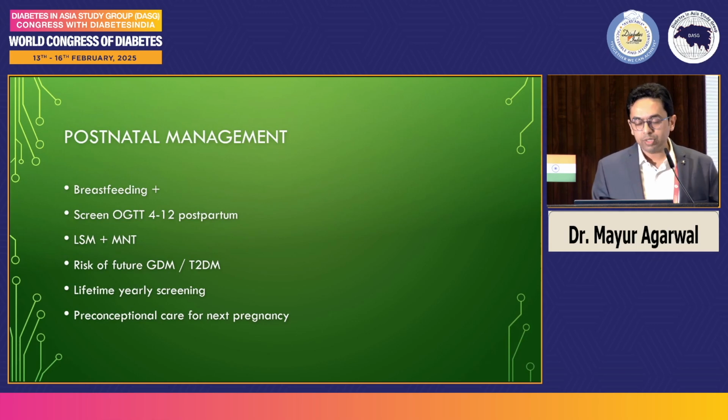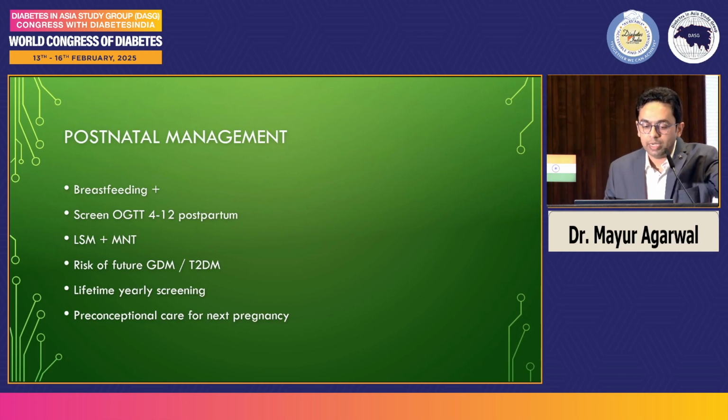So lifestyle modification and MNT is what we advise them, especially once they wean off breastfeeding, then you can restrict the calories. Okay. So the risk of future GDM and type 2 diabetes should be discussed with the patient, and pre-conceptional care for the next pregnancy should be told to them in great detail.